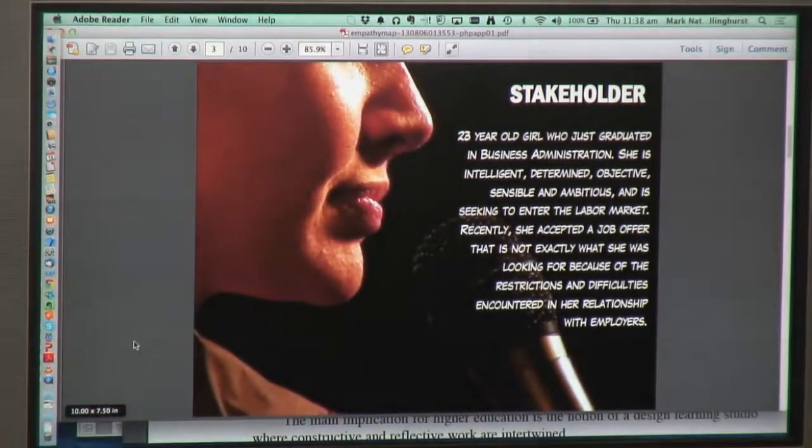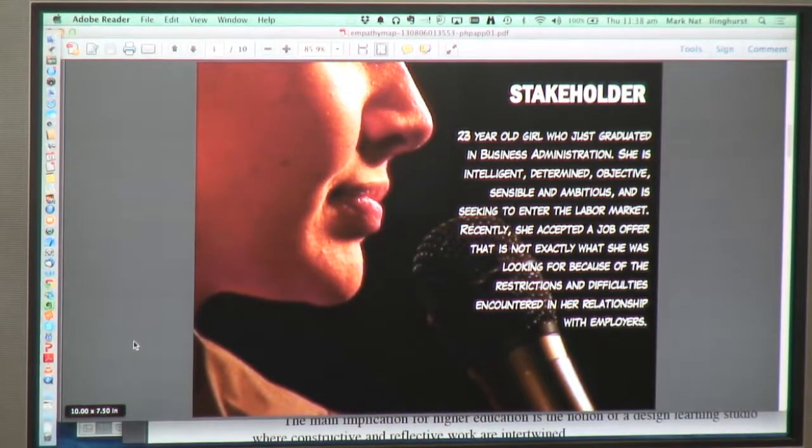So this is a stakeholder, a 23-year-old who's just graduated from business administration. She's intelligent, determined, objective, sensible, ambitious, and wants to enter the labour market. She's accepted a job offer. It's not exactly what she's looking for because of the restrictions and difficulties encountered in her relationship with employees.